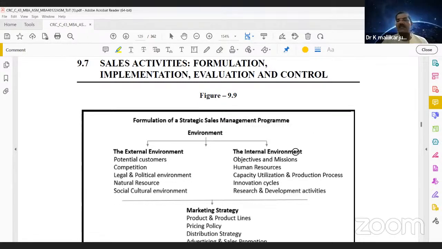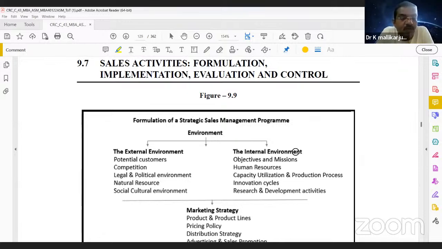First, the formulation of strategy for the sales management program. What they study first is the environment, both the internal environment and the external environment. The external environment is not in the hands of the company or firm, whereas the internal environment they can manage and handle. In the external environment, first are potential customers. The company has to study their needs and desires and what they are expecting from the company.